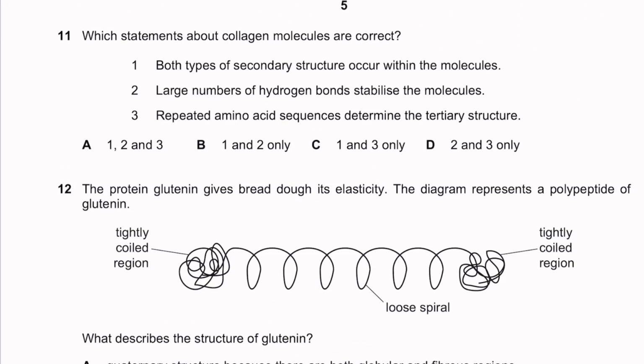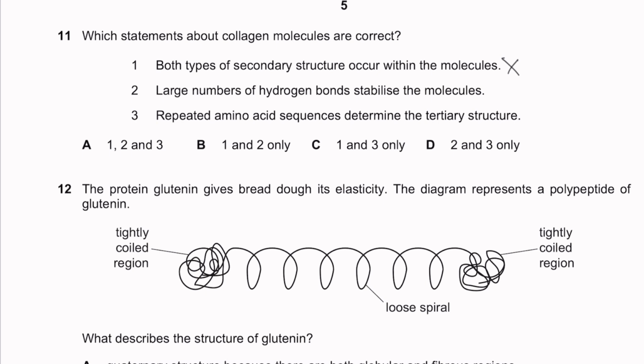Okay, which statements about collagen molecules are correct? Both types of secondary structure occur within the molecules. Actually, no, because we only know of 2 types. They're beta pleated sheet and alpha helix. Okay, alpha helix is definitely not found within collagen. Many people will confuse it because it does have the triple helix structure, but this is not a secondary structure, okay?